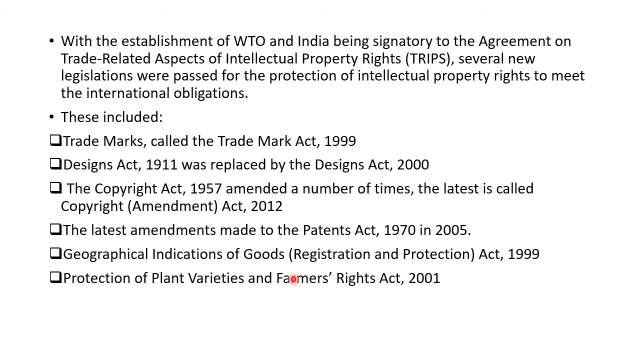Geographical indications are covered by the Geographical Indications of Goods (Registration and Protection) Act 1999, and the Protection of Plant Varieties and Farmers' Rights Act 2001. Initially, geographical indications and plant varieties were not protected, but after India became a signatory to the WTO TRIPS agreement, it had to pass new legislation and follow new rules in order to meet the international obligations. So that is how all these new laws were implemented and some of the old laws were amended.